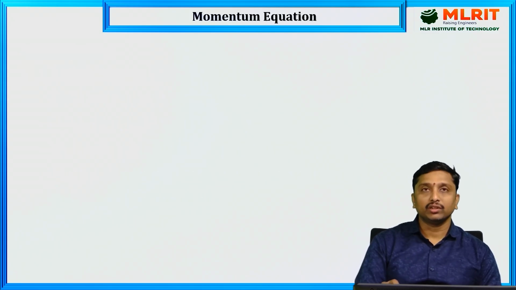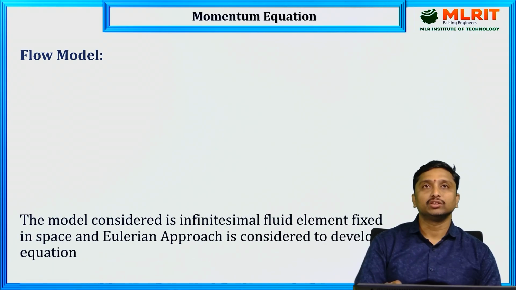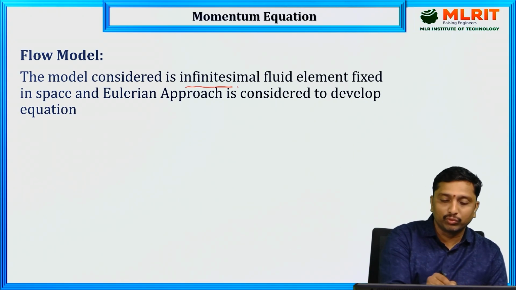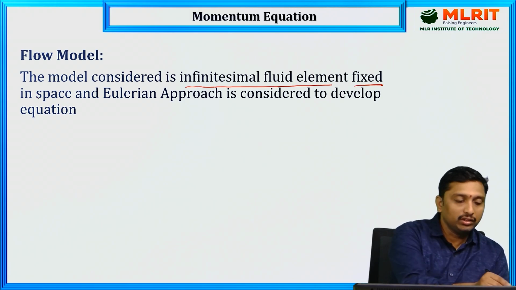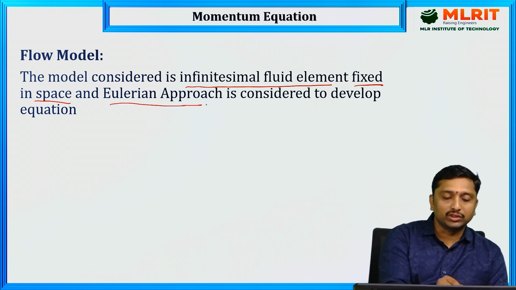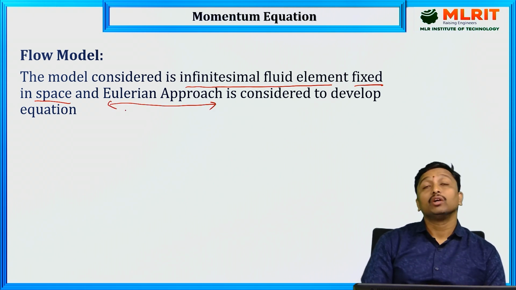So to begin with this derivation, let us consider the flow model. The flow model we are considering here is an infinitesimal fluid element which is fixed in space. So we are going to understand what this infinitesimal fluid element is, and the approach we are going to consider is the Eulerian approach, where we emphasize more on this particular element, what is happening inside it. Based on that, we are trying to develop the equations.